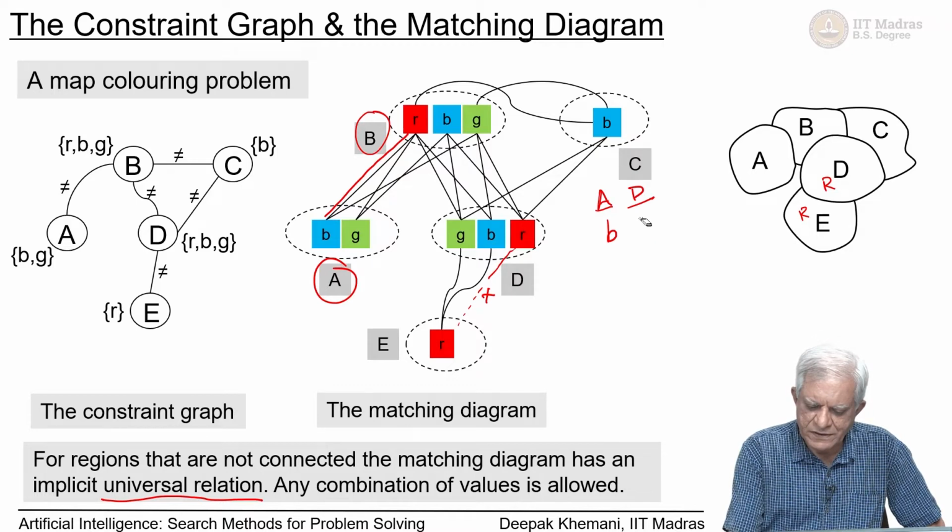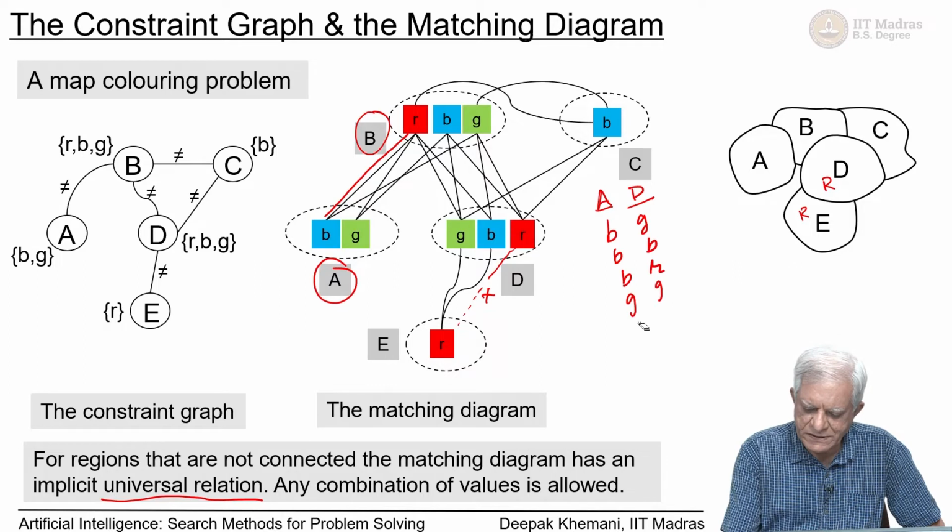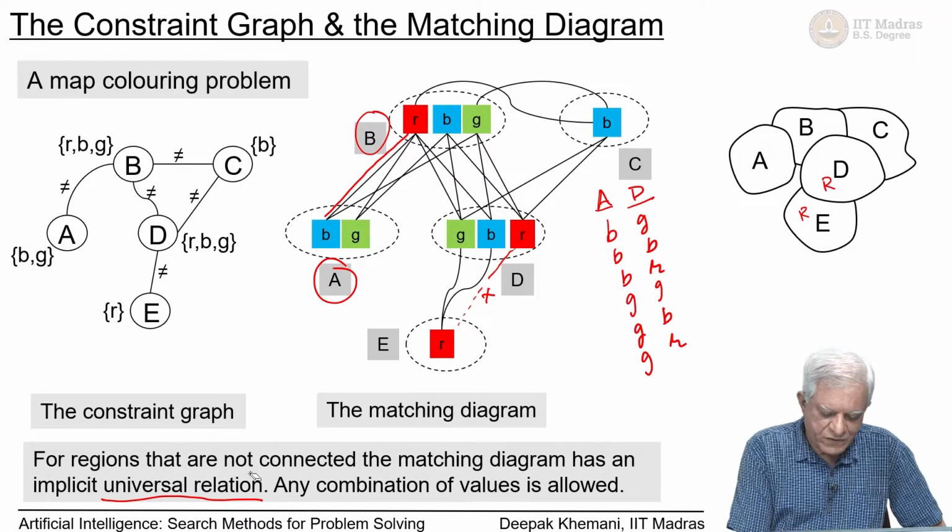B is allowed with G, B is allowed with B, B is allowed with R, and likewise for G. G is allowed with G, G is allowed with B, and G is allowed with R. This is a universal relation.